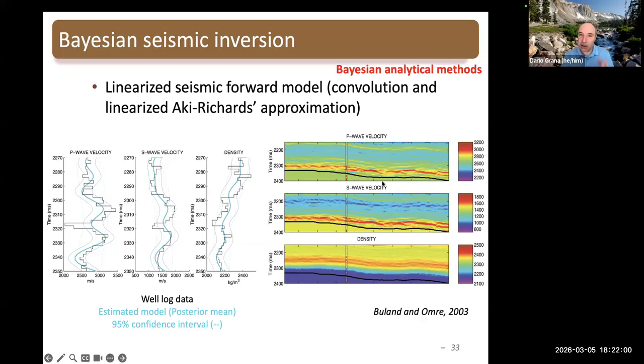Same for density. Here we have P wave velocity and S wave velocity. They're just velocities propagating in orthogonal directions of motion. And then here you have the density. Again, there's a density anomaly. There's something going on there.